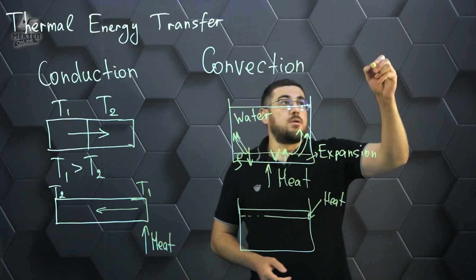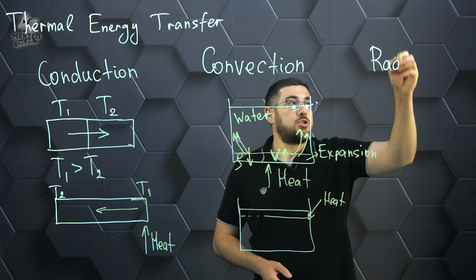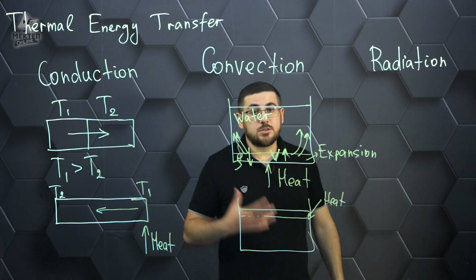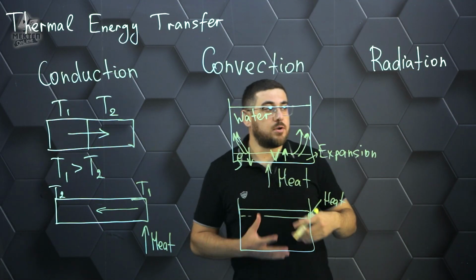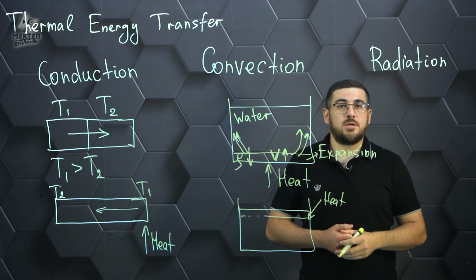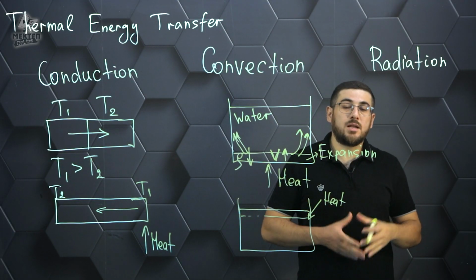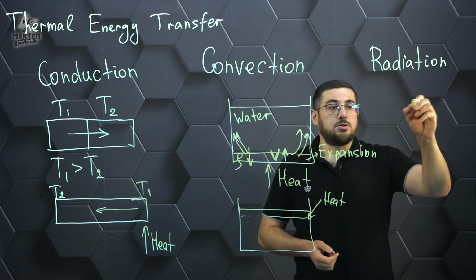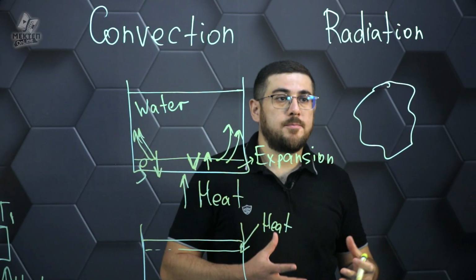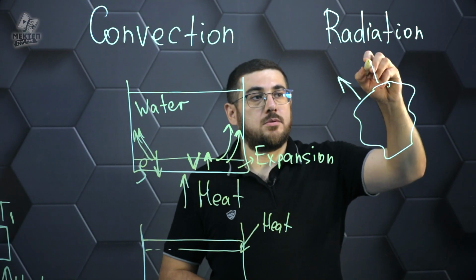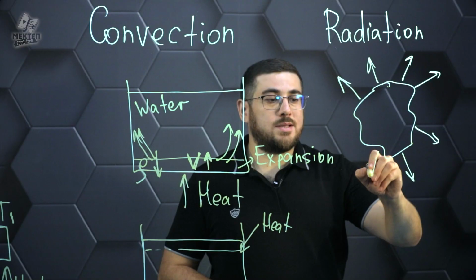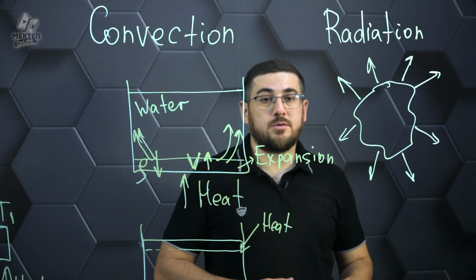And the final type of heat transfer is called radiation. So what we're talking about here is that any heated object will emit a certain kind of electromagnetic wave. So it doesn't matter what temperature an object is heated to. It's always going to be a source of invisible radiation that you and I can't see.